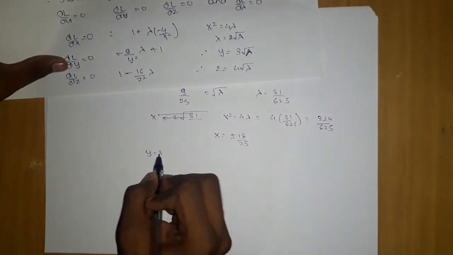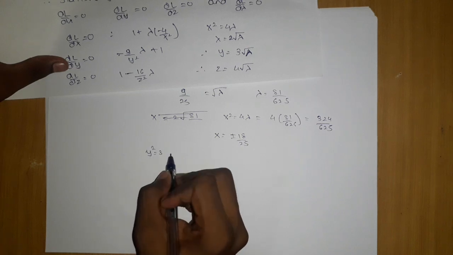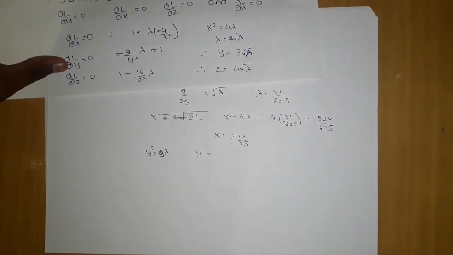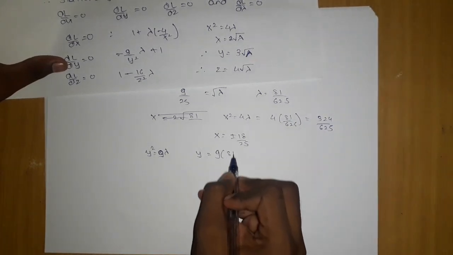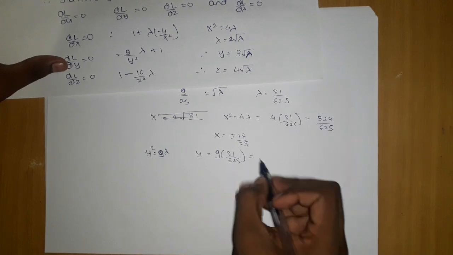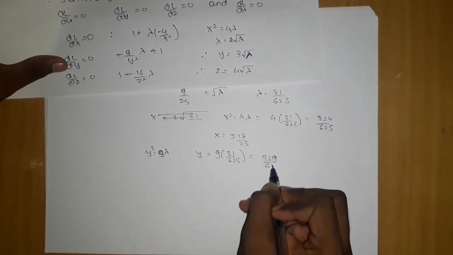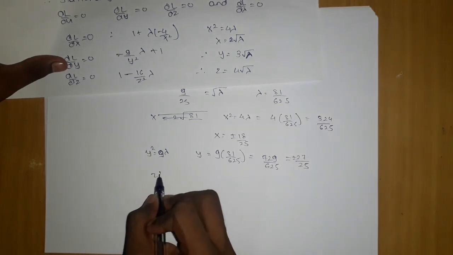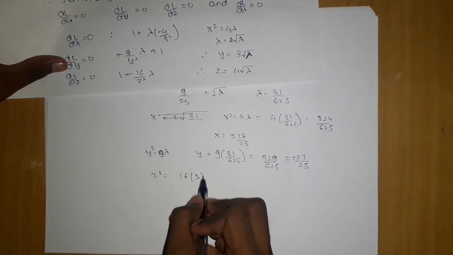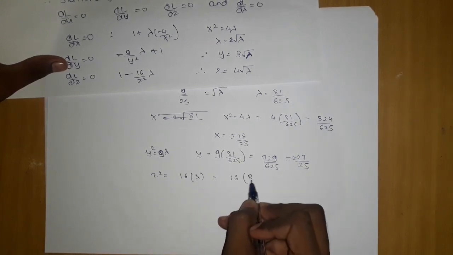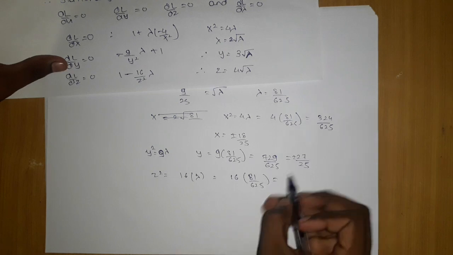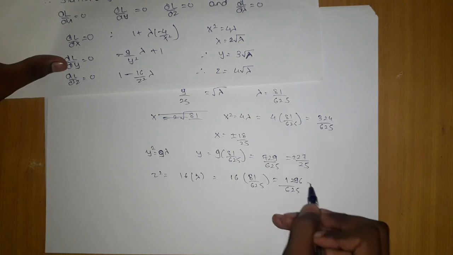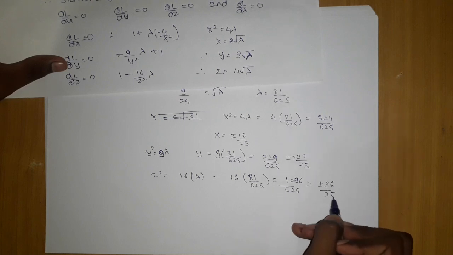Similarly, y square is equal to 9 lambda. So we are going to get y square is 9 times 81 by 625, which is 729 upon 625, and so y is nothing but plus minus 27 by 25. And similarly, z square is nothing but 16 times lambda. So 16 into 81 upon 625, which is, if I calculate, 1296 upon 625, which is nothing but plus minus 36 upon 25.